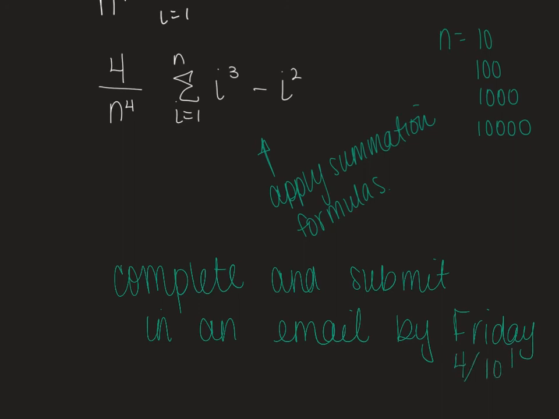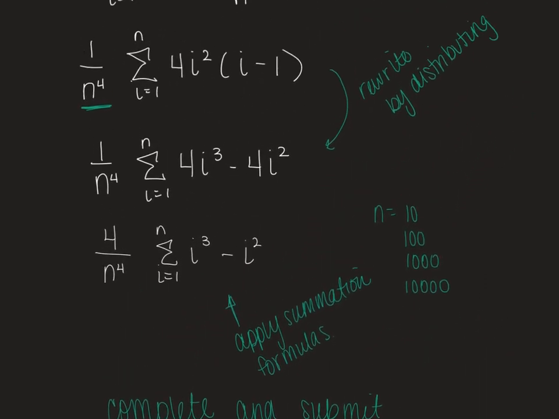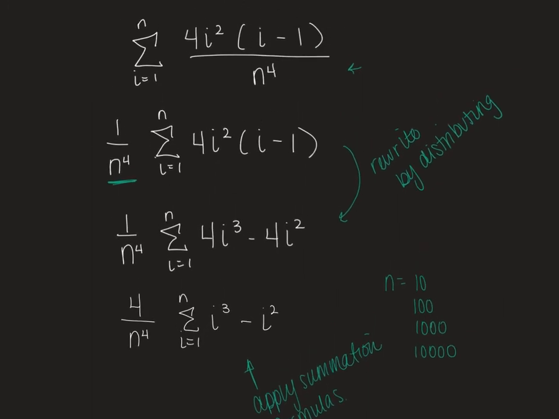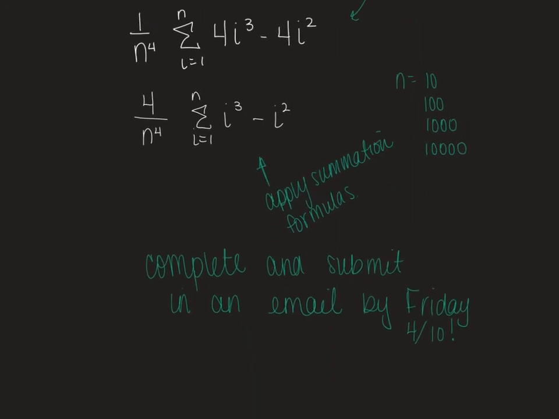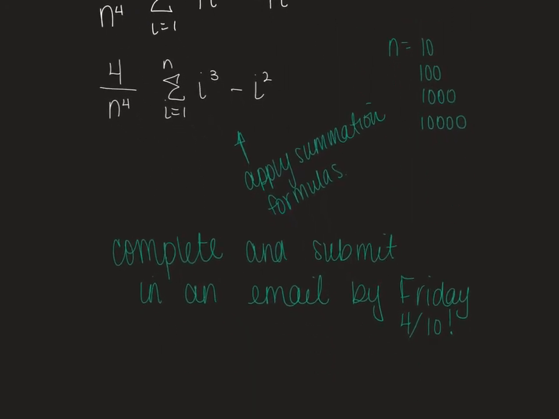So it's a little challenging. Remember what we did with derivatives. Rewriting it is going to make your life a lot easier. So we took our value of n to the 4th to the front, 1 over n to the 4th. We distributed. We could also take that 4 to the front, and then you use your summation formulas. Once you get your final answer, then you're going to plug in your n values. So you plug in 10, get an answer, plug in 100, and so on.